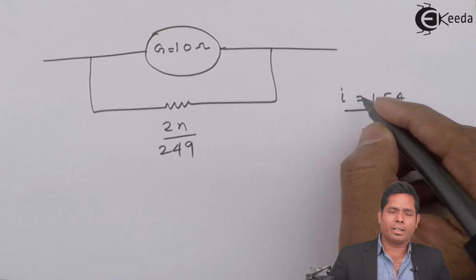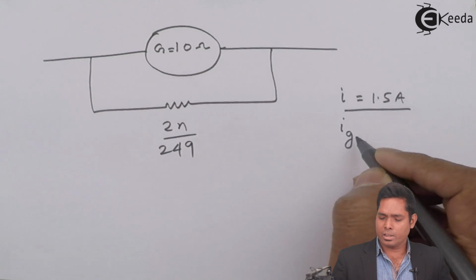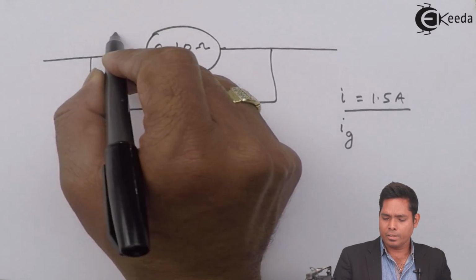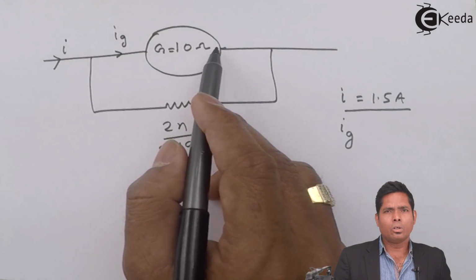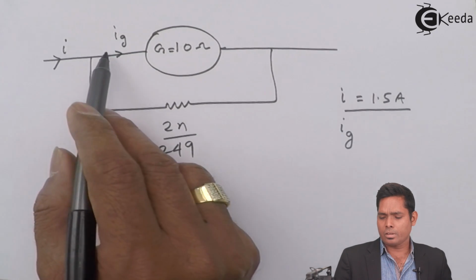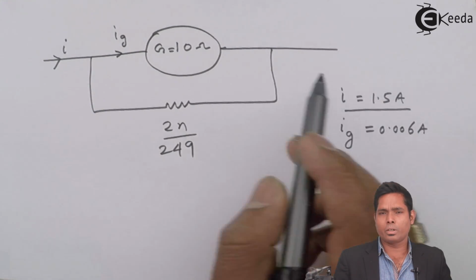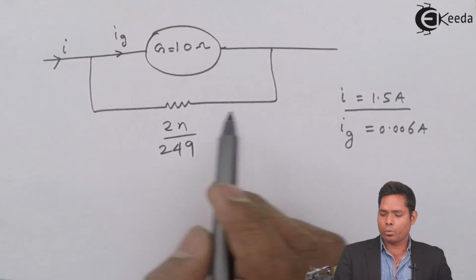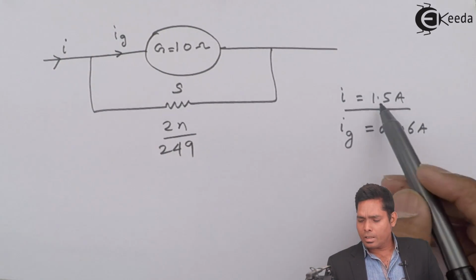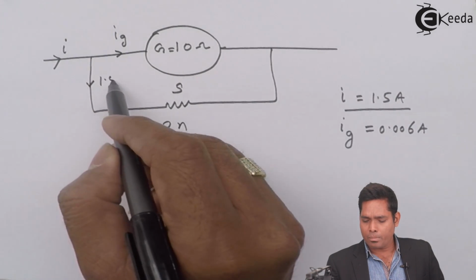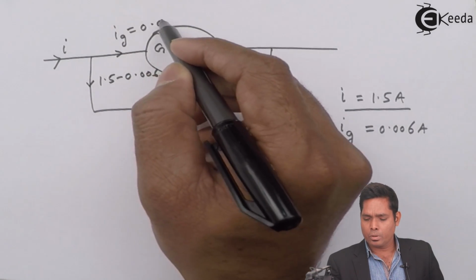If this is the maximum current that can be measured afterwards, then what was the current it was measuring before? Before this resistance is connected, it was measuring a current of Ig. Ig is the maximum current that can flow through the galvanometer without it being burnt, so this Ig will flow as usual, which is 0.006 ampere through the galvanometer. The remaining part will flow through the shunt. This is the shunt resistance. The current passing through it is I minus Ig, so this will be 1.5 minus 0.006 ampere, and 0.006 ampere passes through the galvanometer.